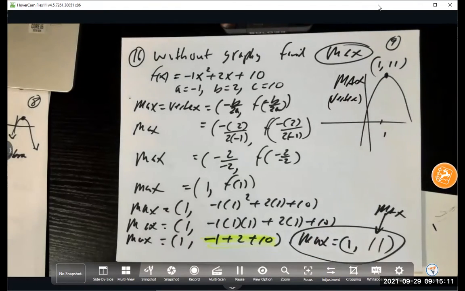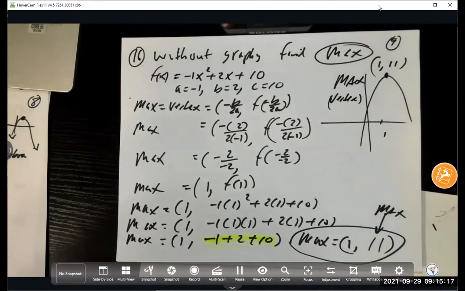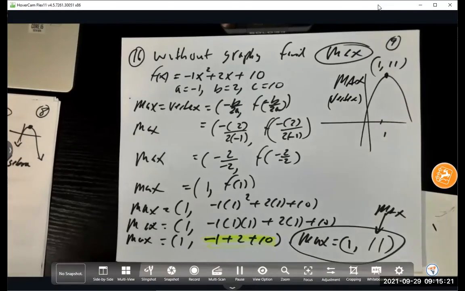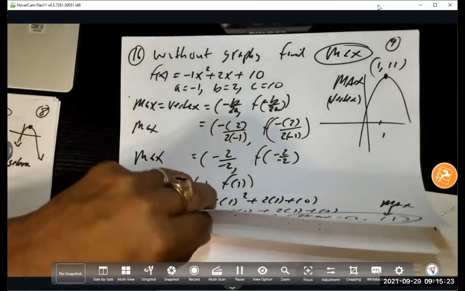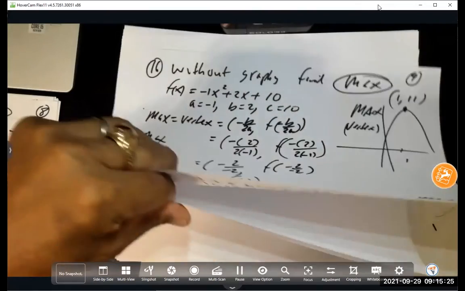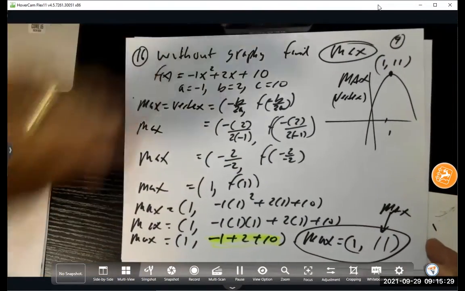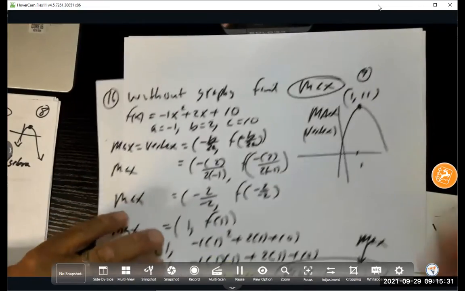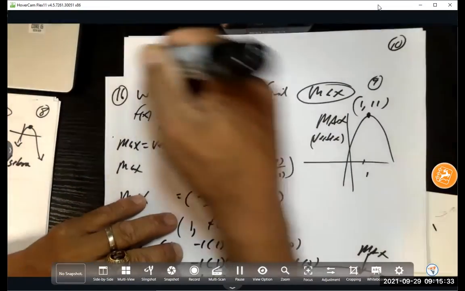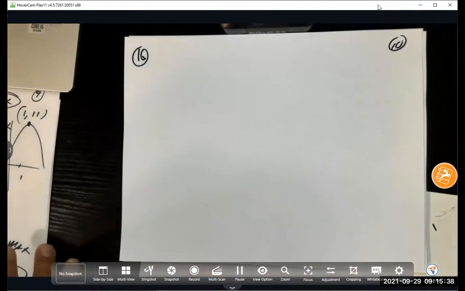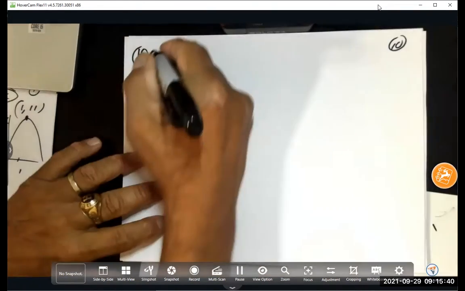Okay. Let me do one more. Let me just make one up. Okay. All right. I'll do one more like this one, just because. Let's see. Maybe I'll do 2. All right. 16 again. Ready?